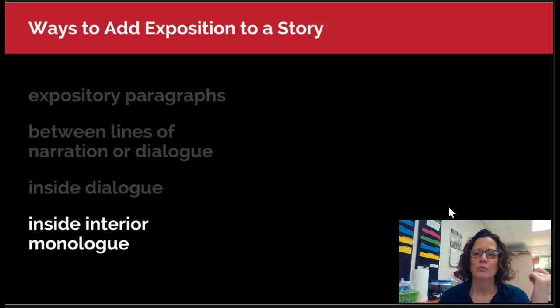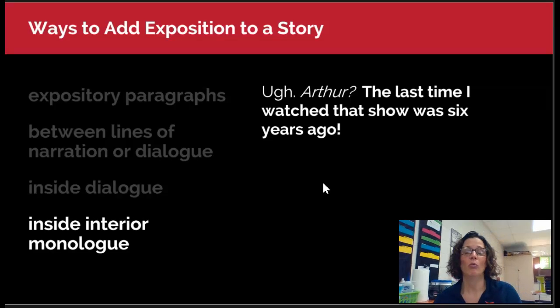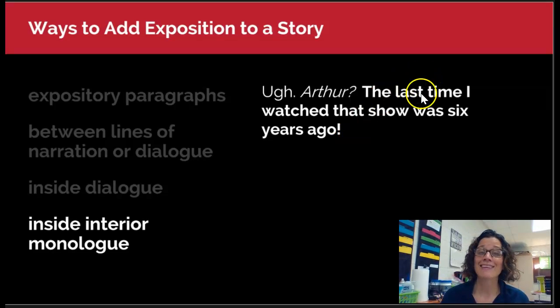Finally, you can add exposition inside interior monologue, the character's thoughts inside her head. Ugh, Arthur? The last time I watched that show was 6 years ago. Here, Bree is reacting to her father's suggestion that they watch the show, Arthur, and in her thoughts she adds that she hasn't watched the show in 6 years. She doesn't say this out loud, but she's thinking it. That's called interior monologue.